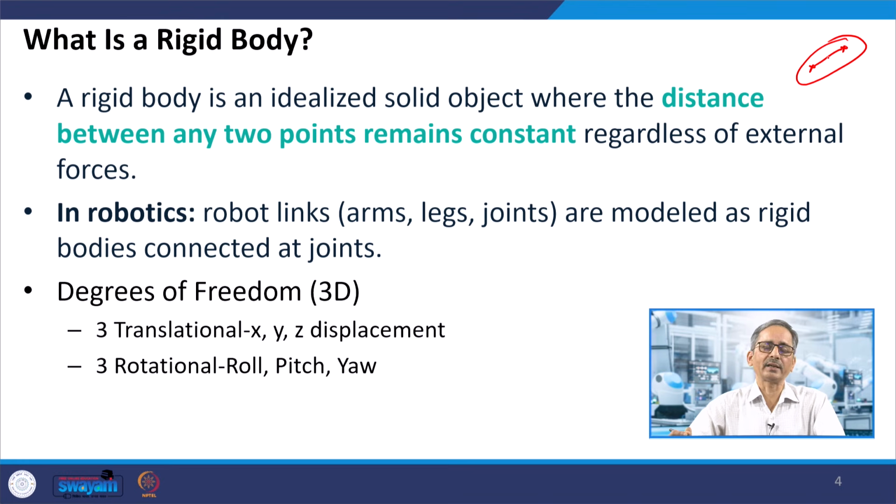Next, associated with a rigid body, the important term is the degrees of freedom. We have seen the definition earlier, which is the number of coordinates required to specify the position and orientation of a rigid body. For a rigid body, essentially we require 3 translational displacement coordinates x, y, z, and 3 rotational coordinates, that is roll, pitch and yaw. Together they constitute the 6 degrees of freedom of a rigid body.